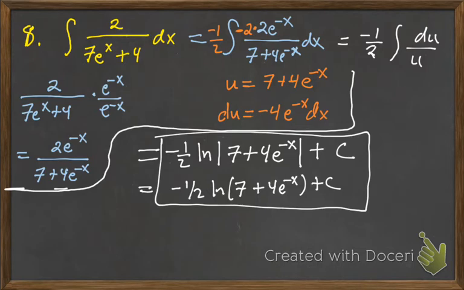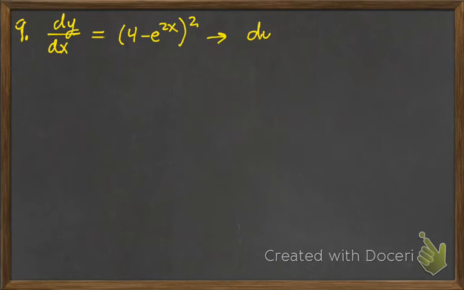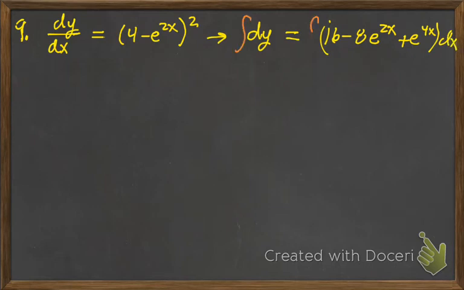Okay. At the end here, we're going to look at solving two differential equations by separation of variables. So number 9 here, we have dy over dx is equal to 4 minus e to the 2x quantity squared. We'll go ahead and separate the variables. So we'll have dy is equal to, and I'm going to go ahead and FOIL, 16 minus 8e to the 2x plus e to the 4x dx. And then we'll go ahead and integrate both sides.